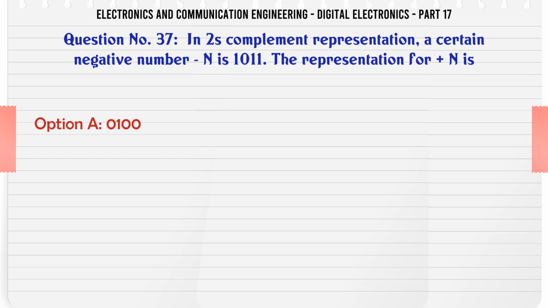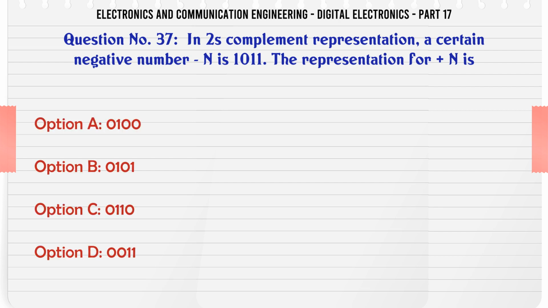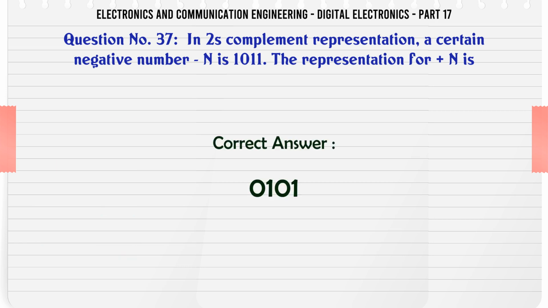In 2's complement representation, a certain negative number n is 1011. The representation for n is A. 0100, B. 0101, C. 0110, D. 0011. The correct answer is 0101.